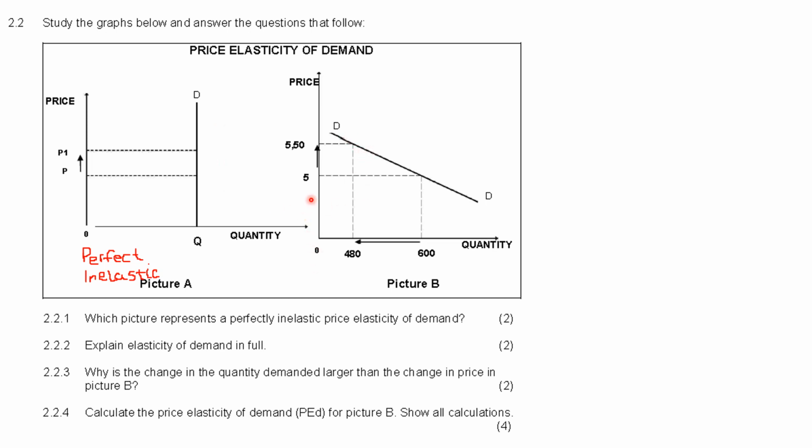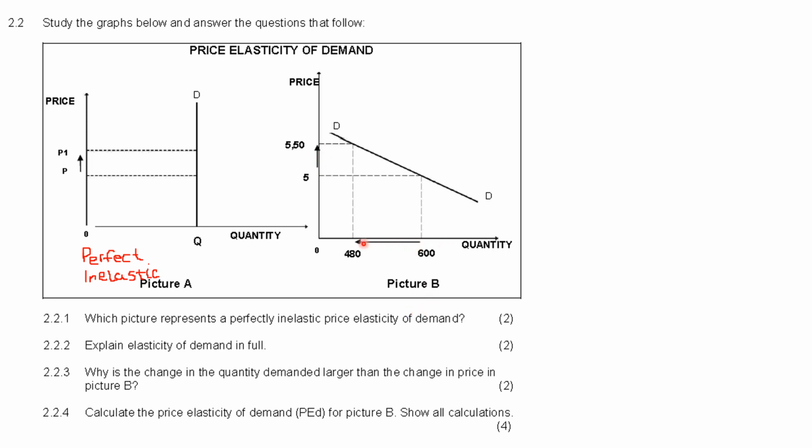On the other side, we see the price increased from 5 rand to 5 rand 50, and the quantity at 5 rand was 600, and then at 5 rand 50 the quantity has gone down to 480. So it would mean that this is maybe relatively elastic. Why? Because you will find that the gap between 5 and 5 rand 50 is smaller than this gap that we have here.